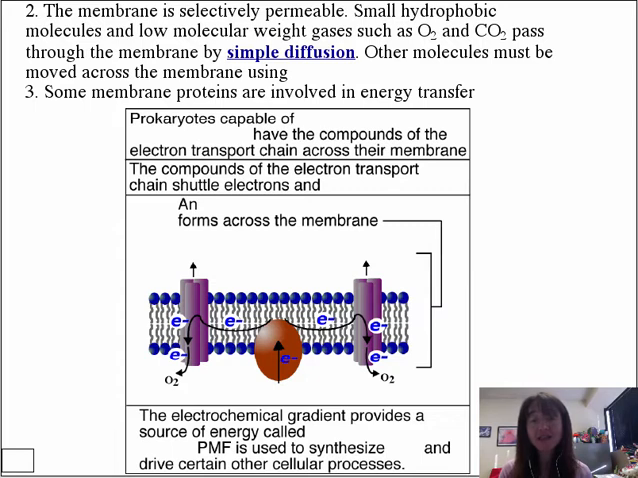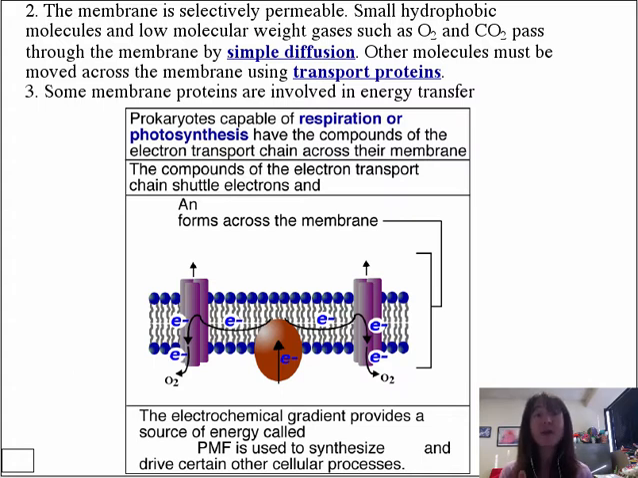So prokaryotes, some of them have an electron transport chain, and some of the integral membrane proteins on their cellular cytoplasmic membrane are involved in the electron transport chain. But it's true that only some prokaryotes have this, not all of them do. And in fact, only those that are capable of respiration or photosynthesis have these transporters, these components of the ETC. So these components of the ETC play a very unique role.